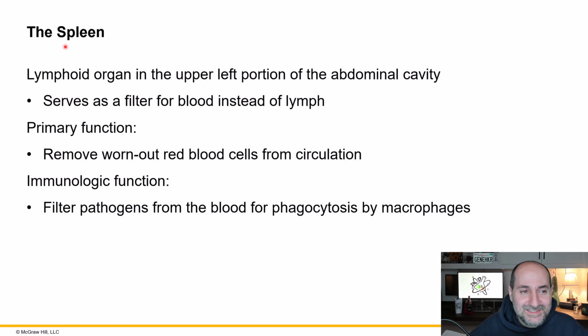Remember that the spleen is also a lymphoid organ. The spleen serves as a filter for blood instead of lymph. Now, it has two functions. Its primary function is to remove worn out red blood cells from circulation. Its immunologic function is to filter pathogens from the blood for phagocytosis by macrophages. So again, not only are you filtering out red blood cells, but you are introducing any microbes in the blood to the phagocytic macrophages for clearing.